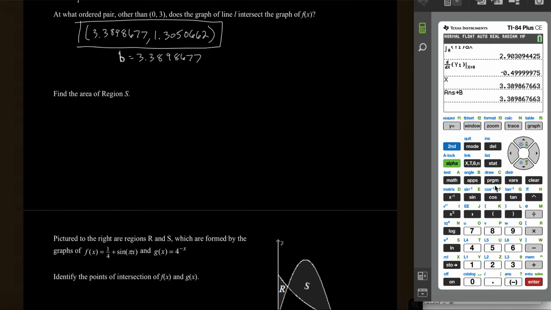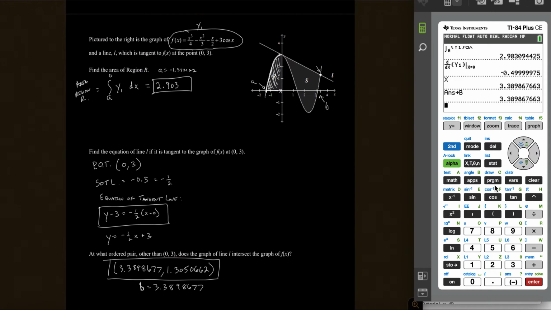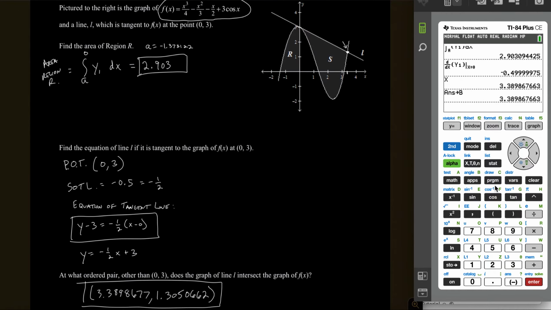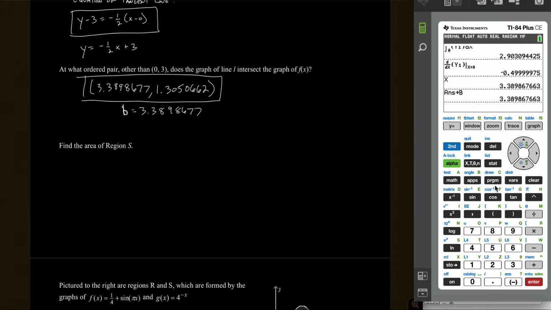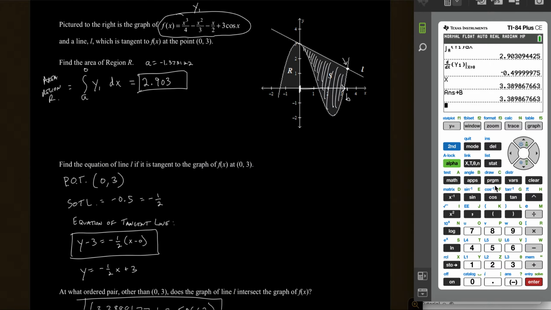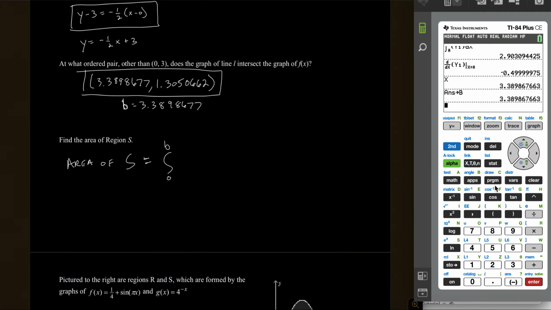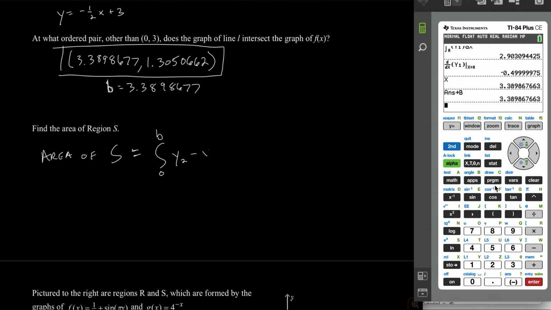This was the answer to the question. Find the area of region S. So the area of region S would be if we integrate from 0 until what x value? That b, right? So we're going to integrate from 0 to b. And now we're not going down to the x-axis. We're integrating from the line is the upper function and the curve is the lower function. So the upper function is the line which we called y2 minus our other function which is y1 dx.